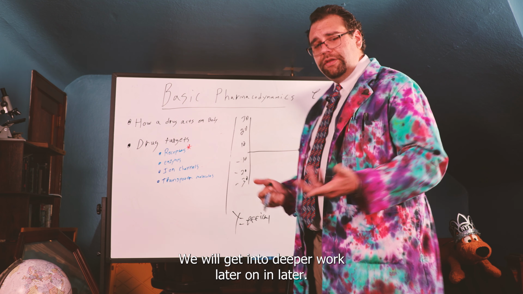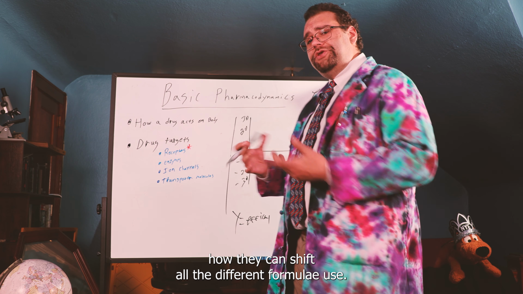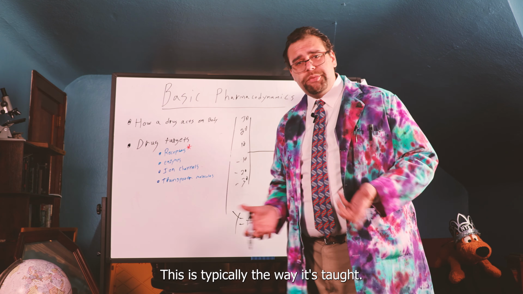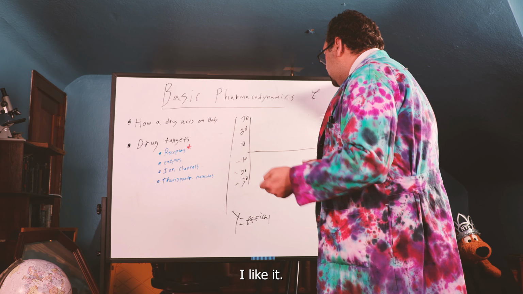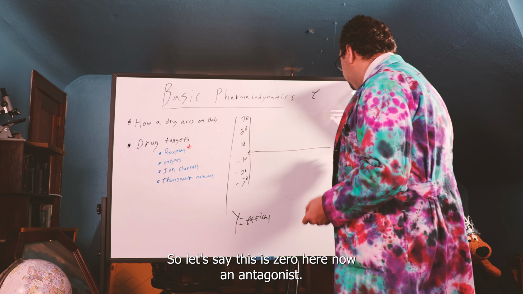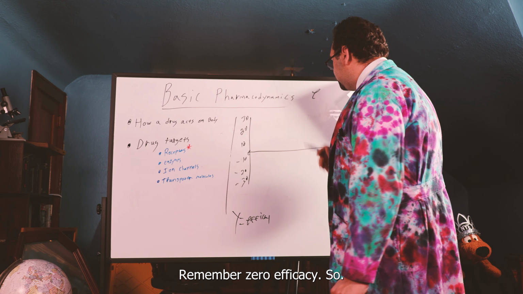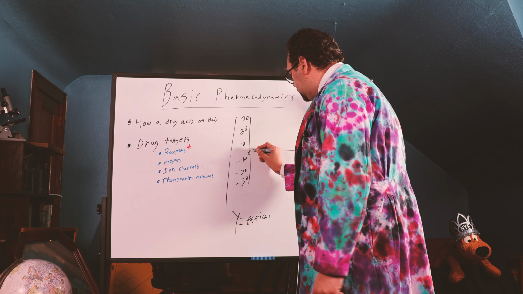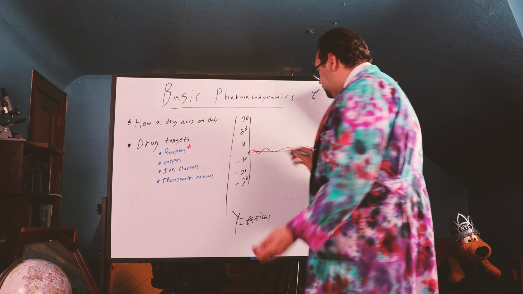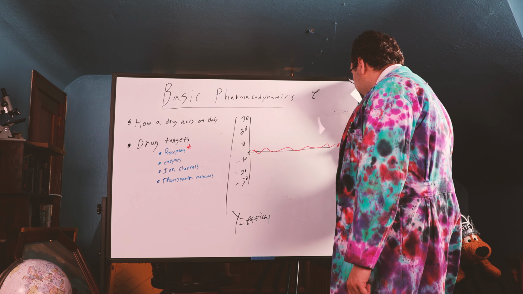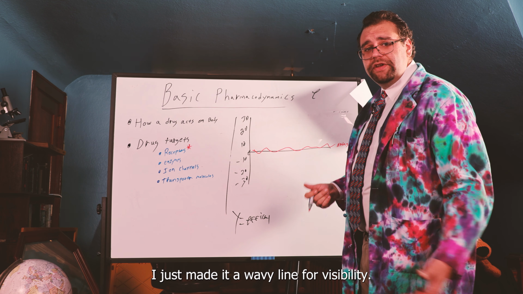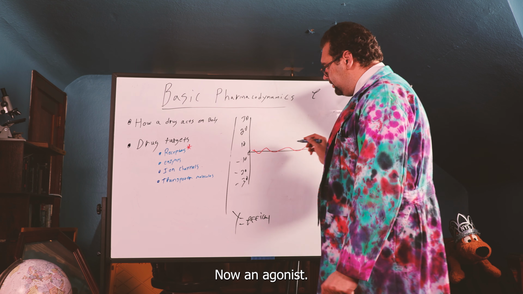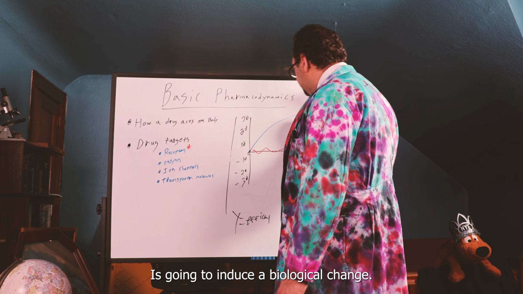We will get into deeper work in later lectures, actually looking at the curves, how they can shift, all the different formulas you use. But this is a good introduction. This is how I learned. This is typically the way it's taught. I like it. So let's say this is 0 here. Now an antagonist, remember, has 0 efficacy. So this would be an antagonist. I just made it a wavy line for visibility. Now, an agonist is going to induce a biological change.